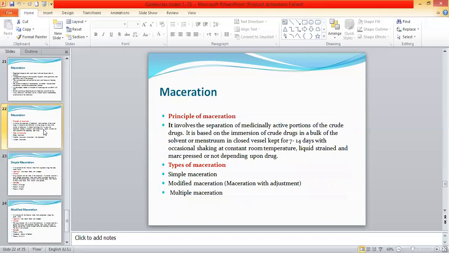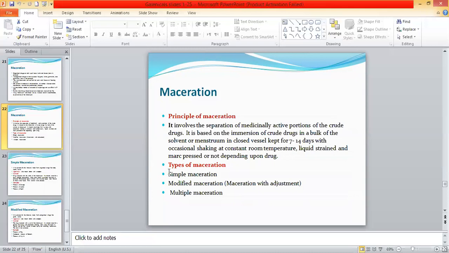The drug menstruum ratio should be 1:10, and a closed vessel is recommended to prevent the loss of the menstruum. So, the principle of maceration involves the separation of medicinally active portions of the crude drugs, and it is based on the immersion of the crude drugs in a large quantity of solvent or menstruum, which is put in a closed vessel for 7 to 14 days. In those 7 to 14 days, occasional stirring or shaking is done, and this vessel is placed at room temperature. The liquid is strained and the marc pressed or not, depending upon the drug.